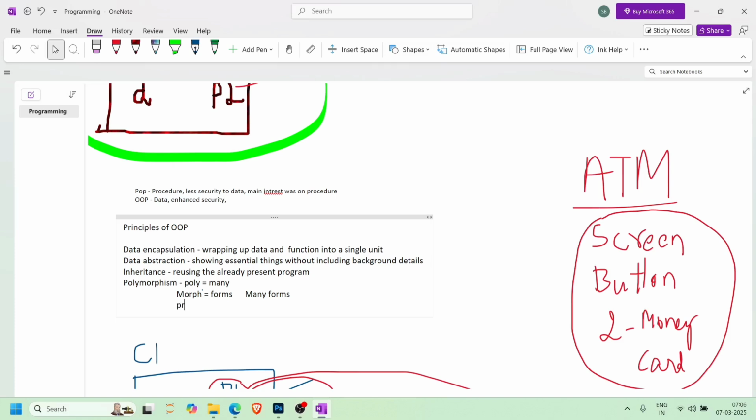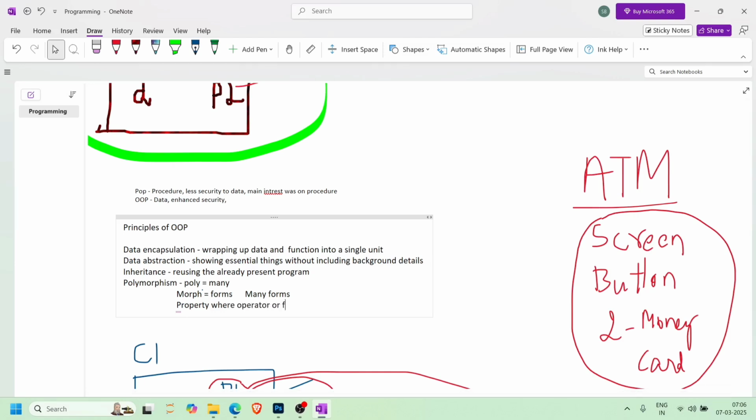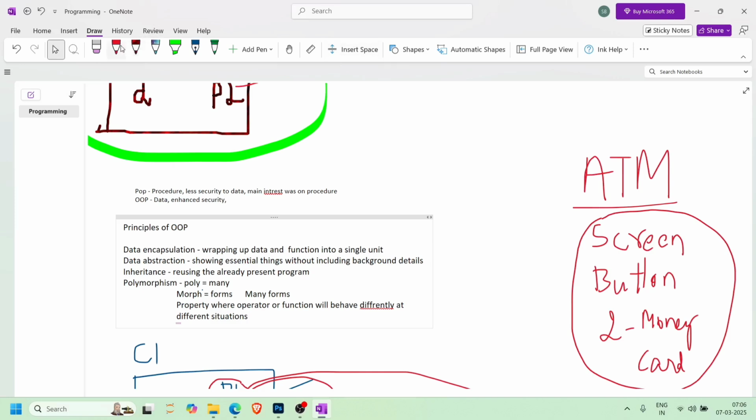We can define polymorphism as a property where an operator or function will behave differently in different situations. For example, let us take another real world example.